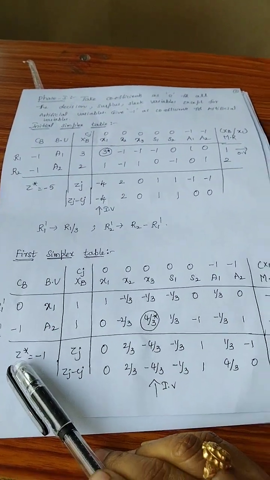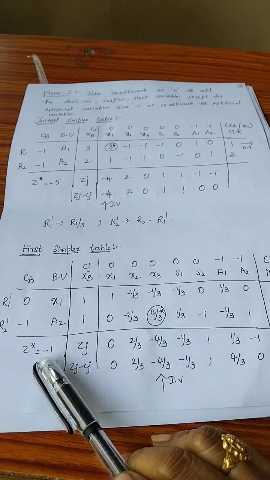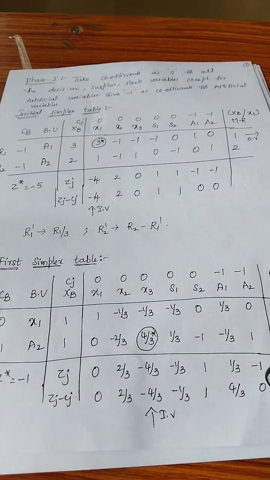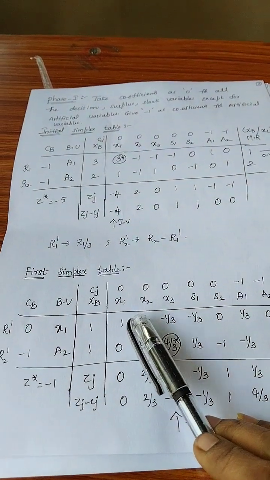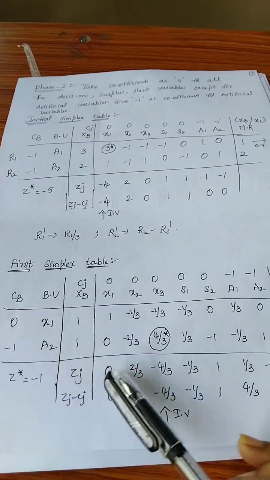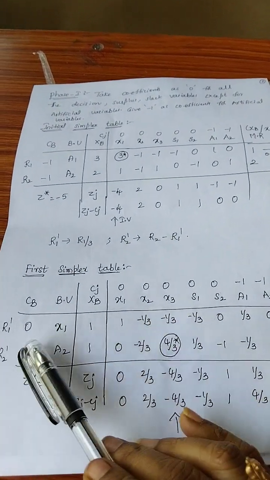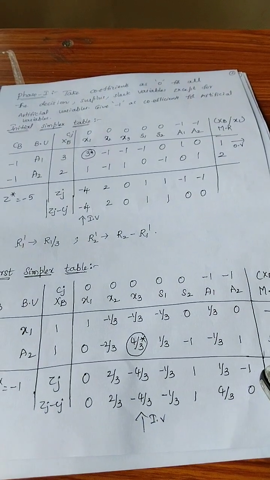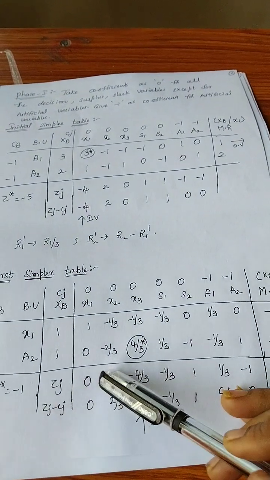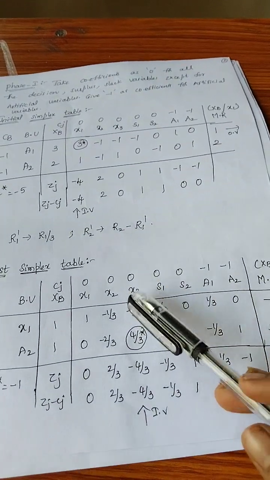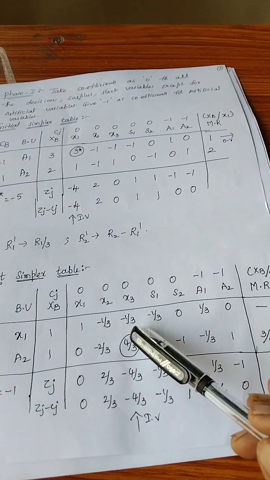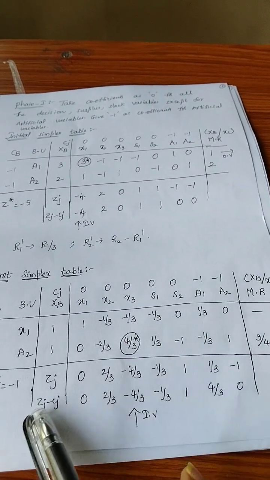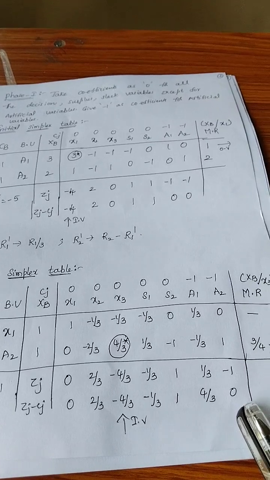Again you have to find z star. Z star is equal to minus 1. Now finding the value of zj. This is the value of zj, that is 1 into 0 plus 0 into minus 1, 0. Similarly here. All these values you are going to find out like that. Now zj minus cj is 0 minus 0, 0. 2 by 3 minus 0, plus 2 by 3. Minus 4 by 3 minus 0, minus 4 by 3. Likewise you are going to find zj minus cj.